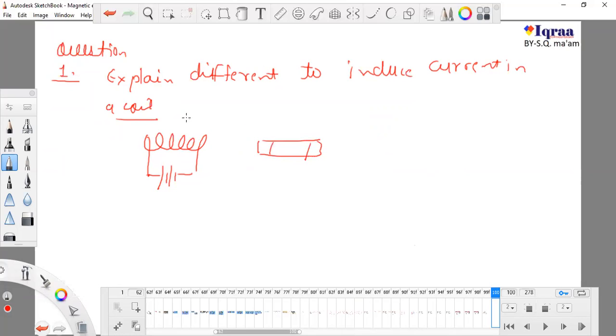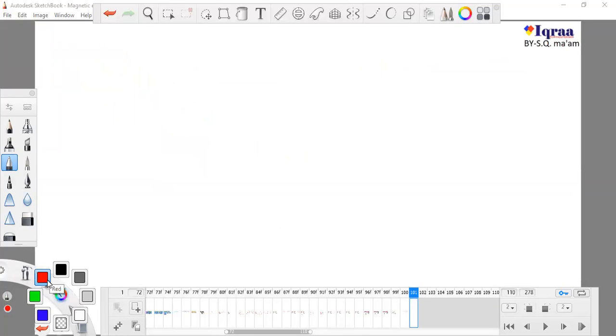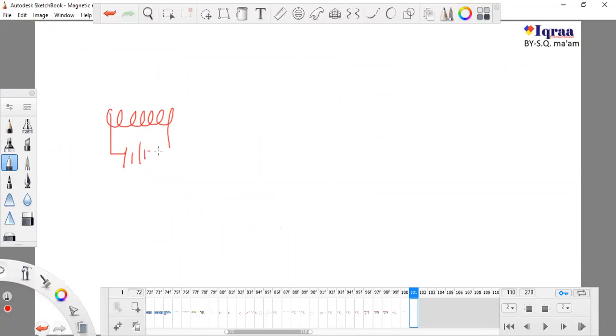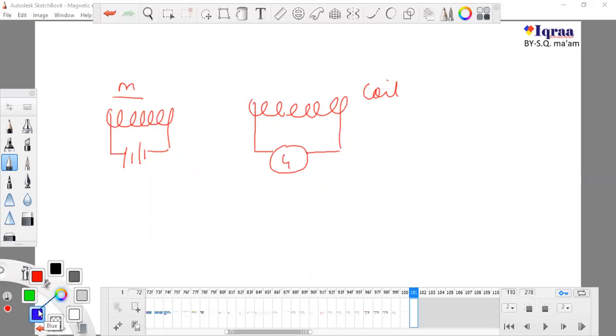Either move this coil, okay, I drew something wrong. Now this is my magnet and this is my coil. By three ways I can induce electricity in this. I have three ways.